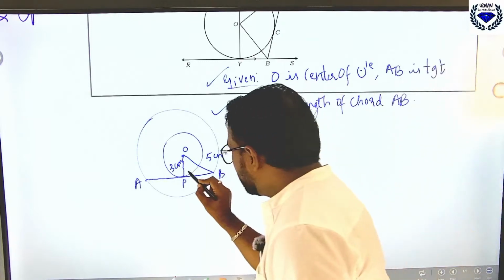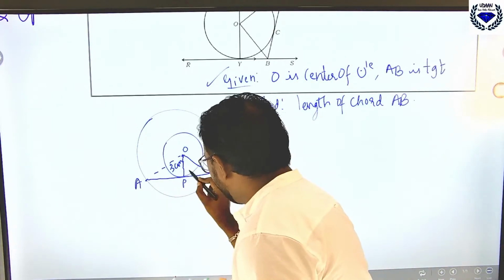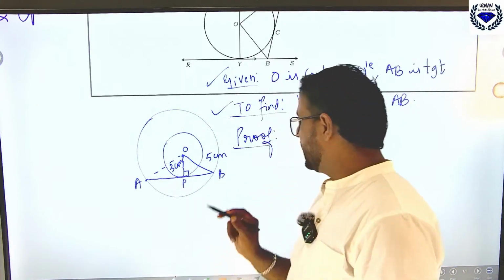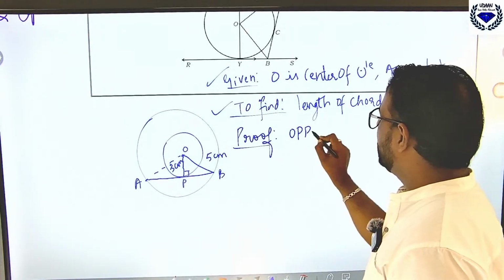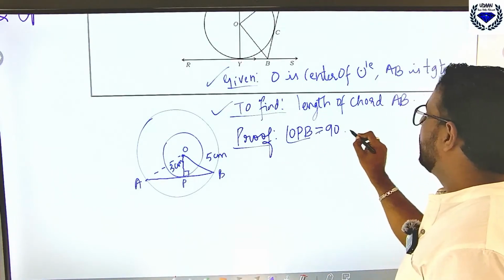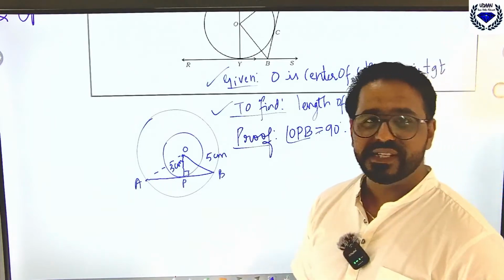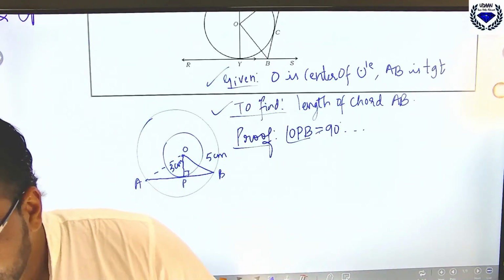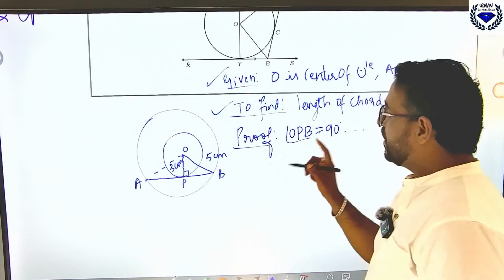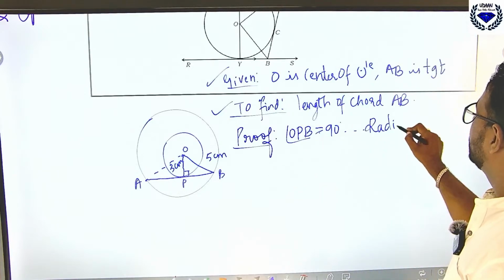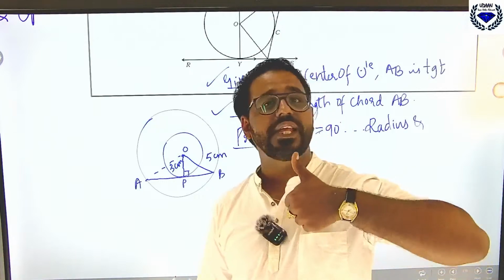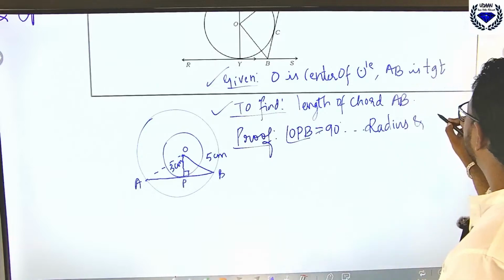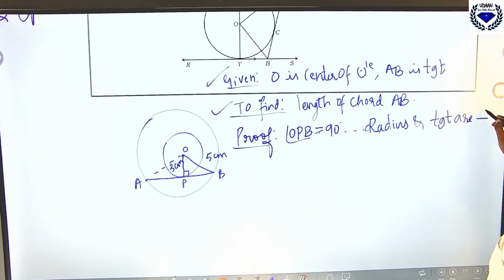Just observe here carefully. Join this also. Now you see this angle is 90 degree. Why is angle OPB 90 degree in this case? Can somebody tell why? It is because radius and tangent are perpendicular. That is theorem 10.1, that radius and tangent are perpendicular. So you can write here radius and tangent are perpendicular.